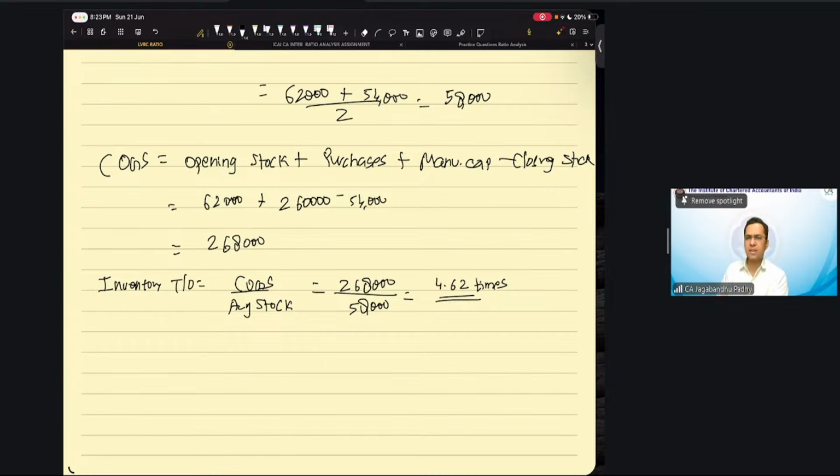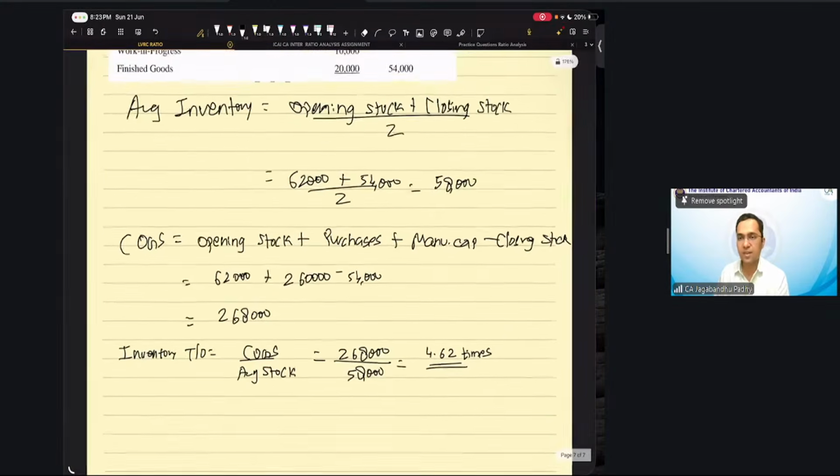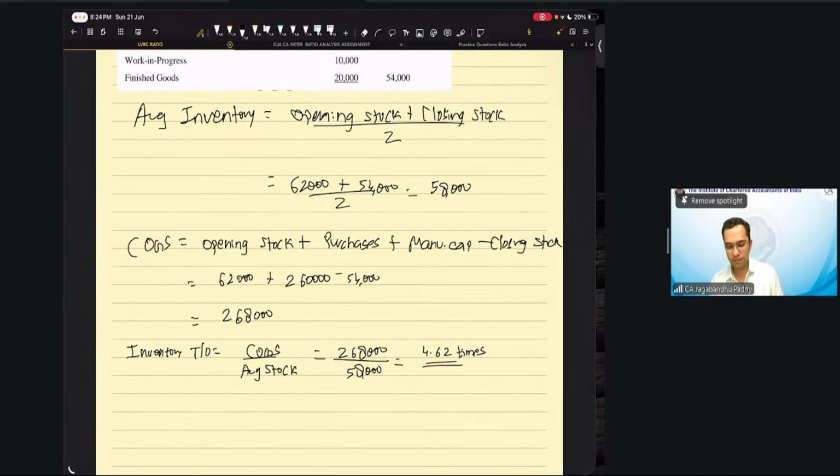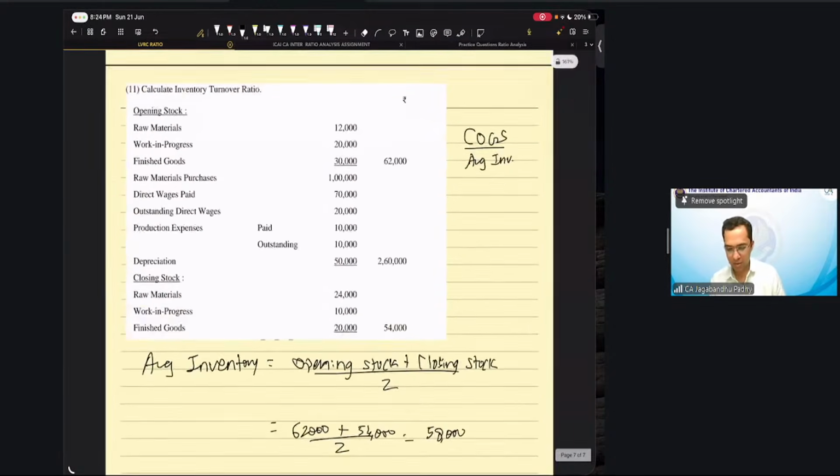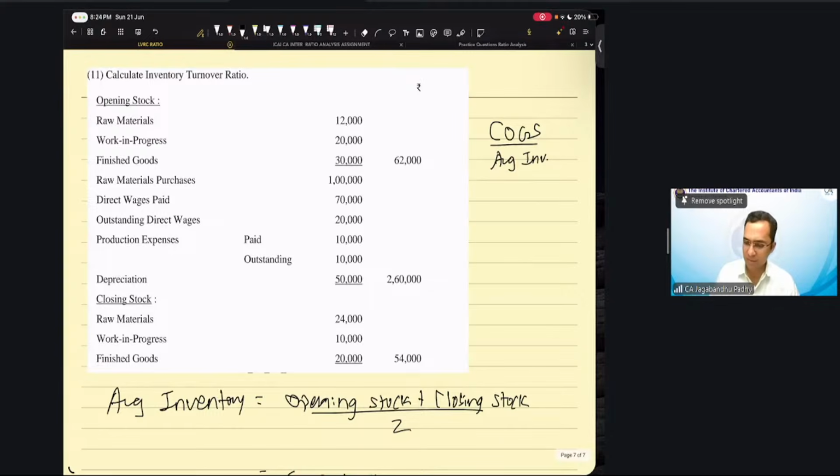Depreciation, unless and until stated, we are going to be including as a part of our manufacturing expenses. Okay. And of course, all your production expenses and everything, whatever is paid and whatever is yet to be paid, both outstanding and paid is going to be considered in the calculation. Okay.